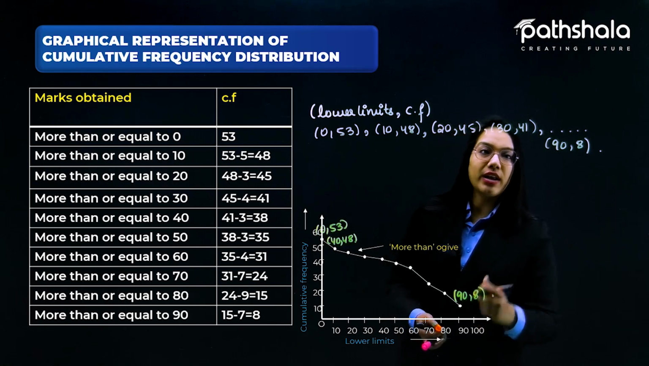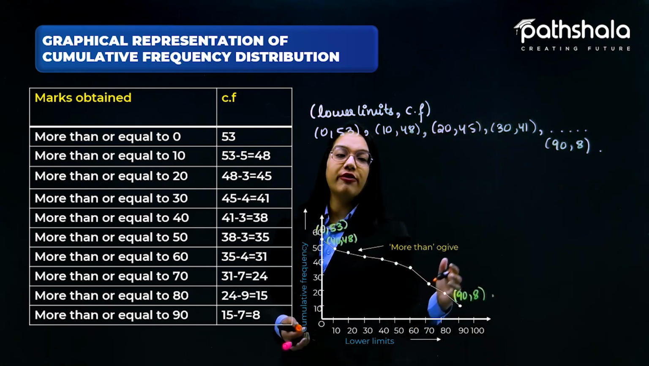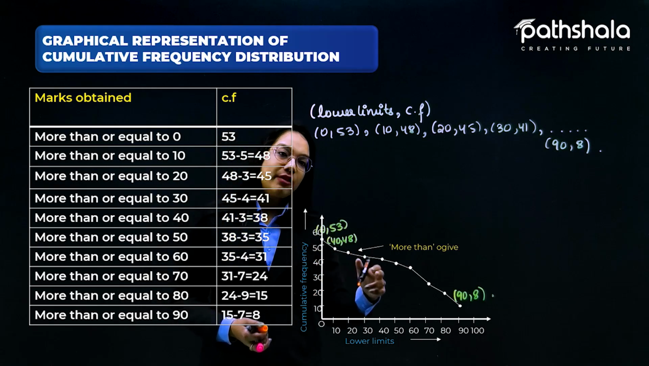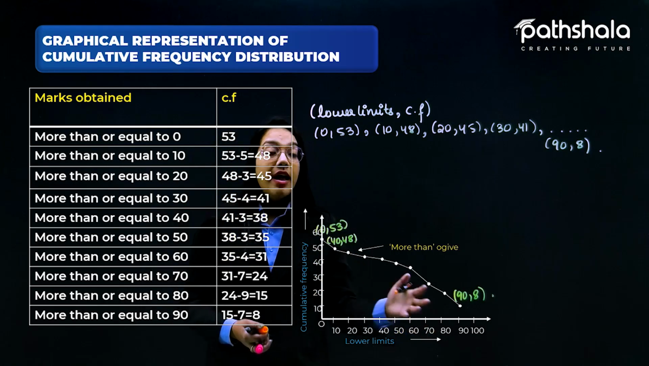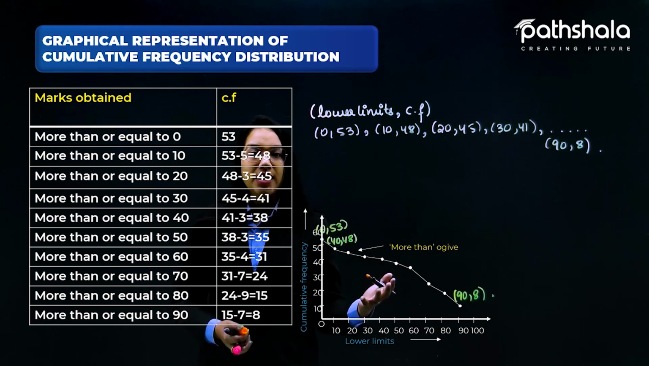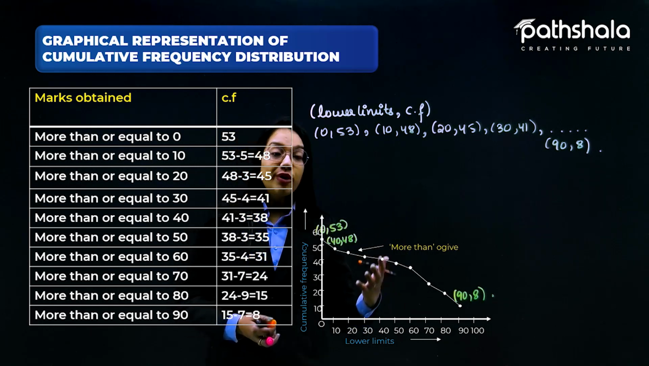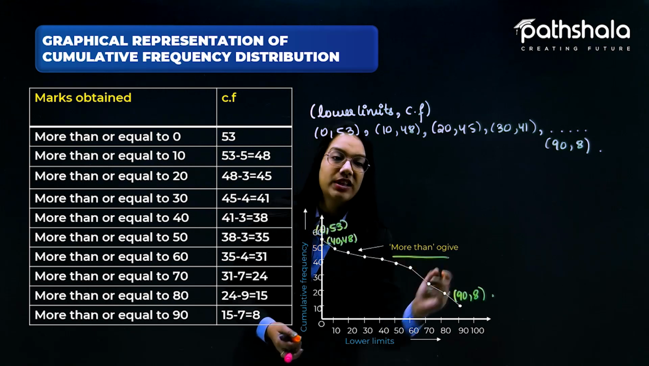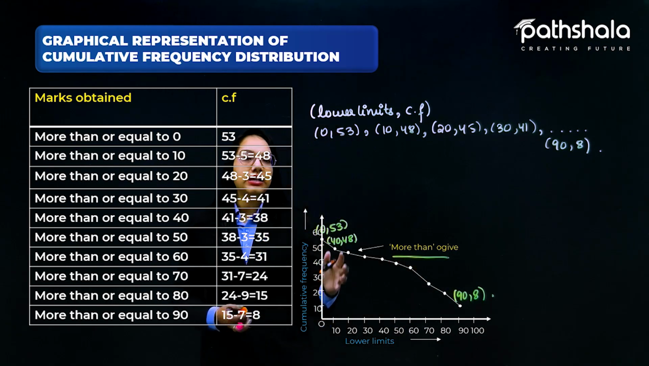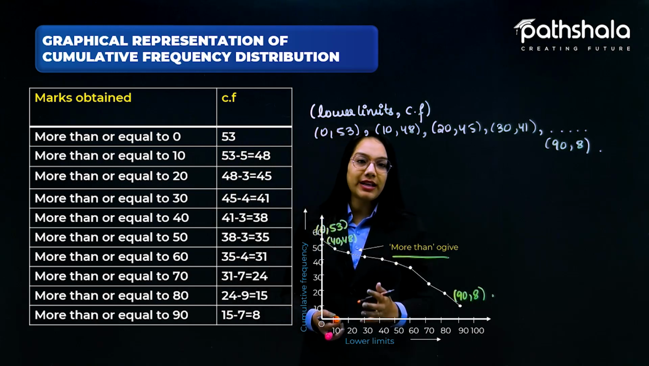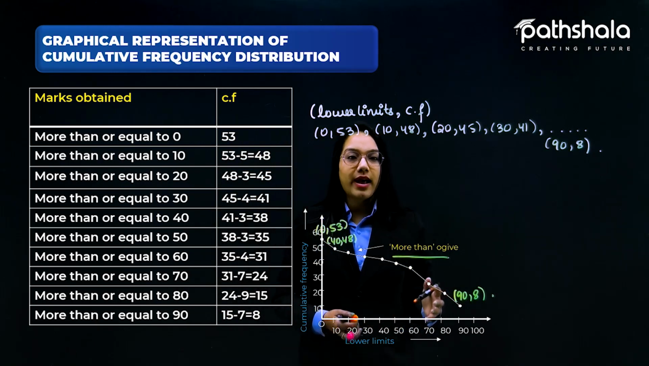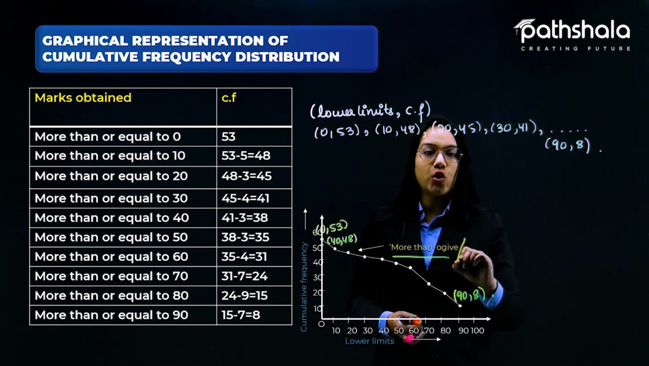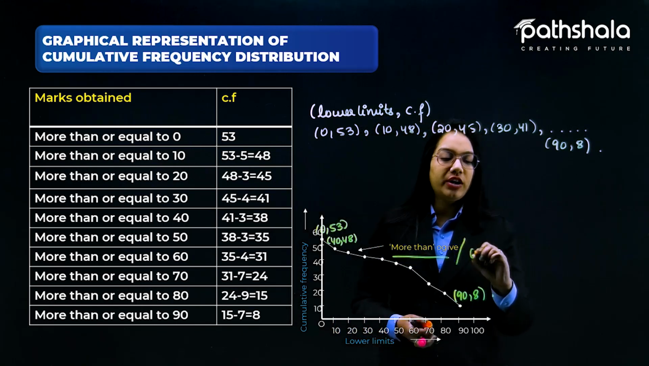So when we are joining all these points with the free hand, we are getting such a curve, and this is nothing but again the cumulative frequency curve, which is also called a more than ogive, because this is the case of a more than type. So that's why it is called a more than ogive. Let me write it over here, we can also call it a cumulative frequency curve.